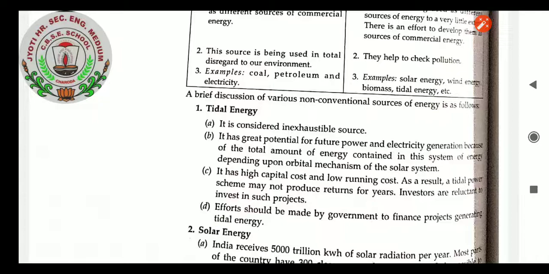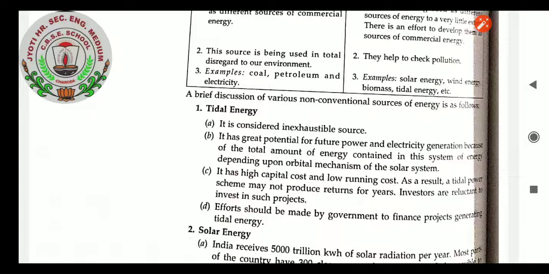As it is natural, tidal energy will be available throughout our life. The orbital mechanism of the solar system will keep working. It has high capital cost and low running cost. That is another advantage of tidal energy: though it has high capital cost, the running and maintenance cost is very little.